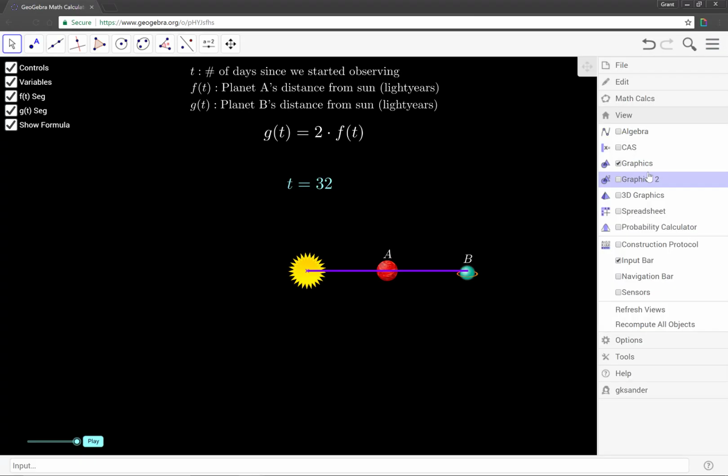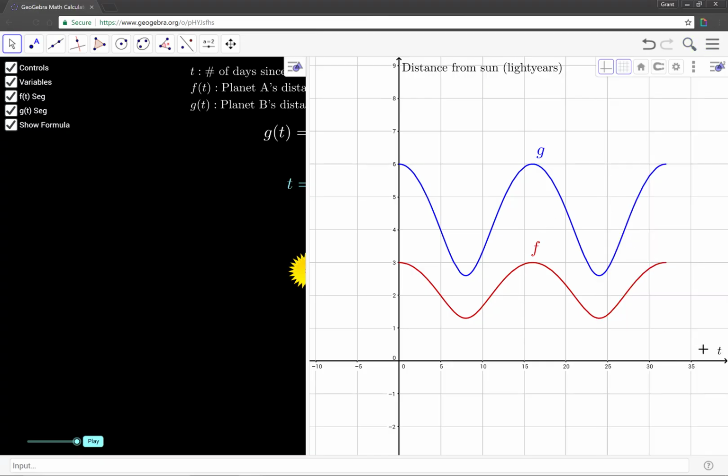So let's look at a graph. We'll plot t on the horizontal axis and the distance from the sun in light years on the vertical axis. Now, if we do this, we can plot the functions f and g on the same set of axes. We've got the graph of function f here and the graph of function g up here. Now it looks like the graph of function g is sort of a stretched version of function f. We didn't really do any stretching, so let's examine why it looks like g is just a stretched version of f.